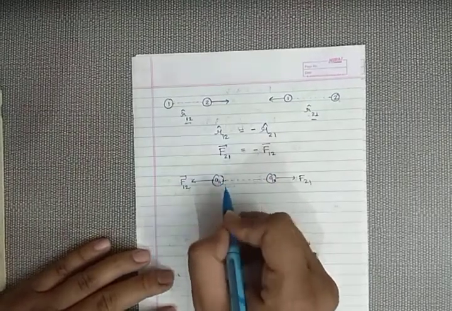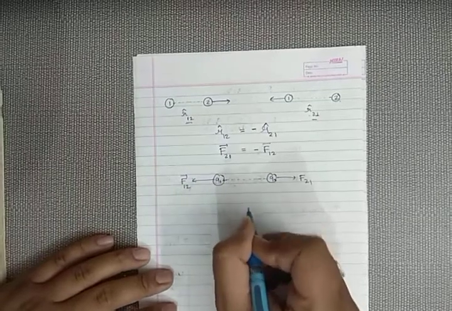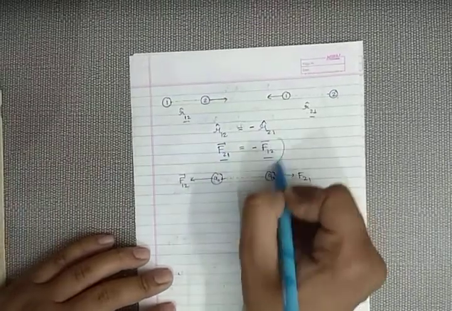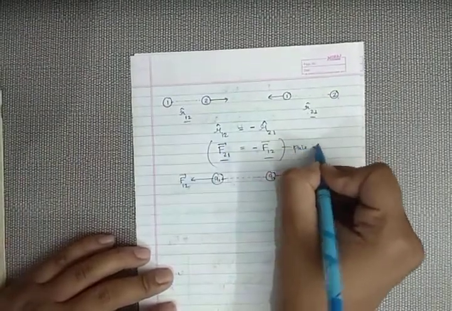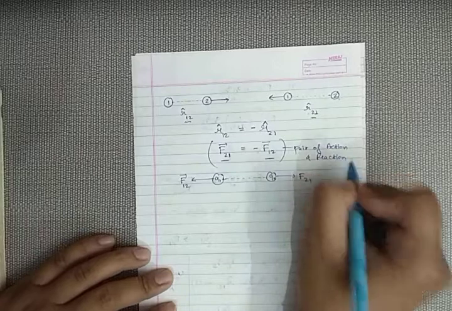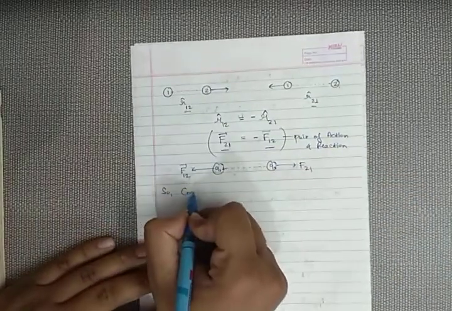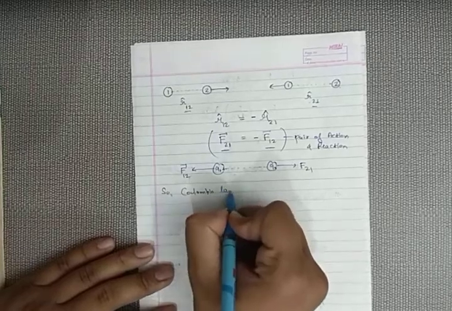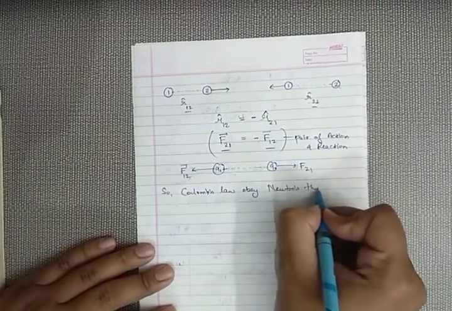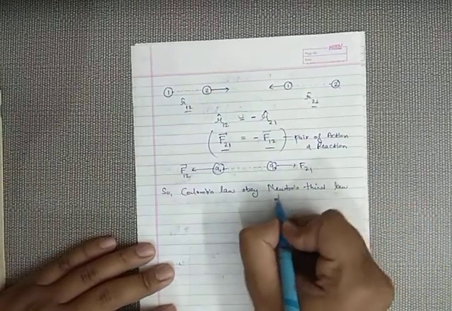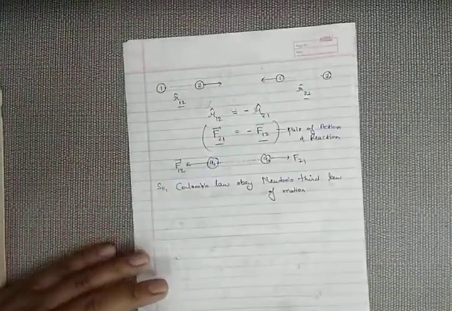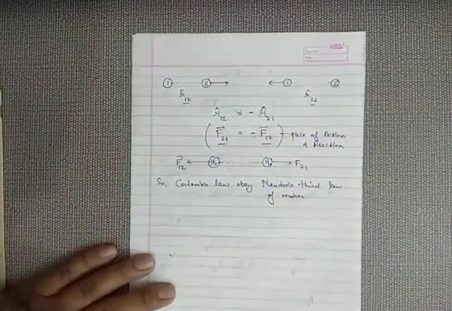You must remember Newton's third law. In Newton's third law we have studied about action and reaction. In the same way, these two forces are also acting as a pair of action and reaction. So we can say that Coulomb's law obeys Newton's third law of motion, because these two are the pair of action and reaction.